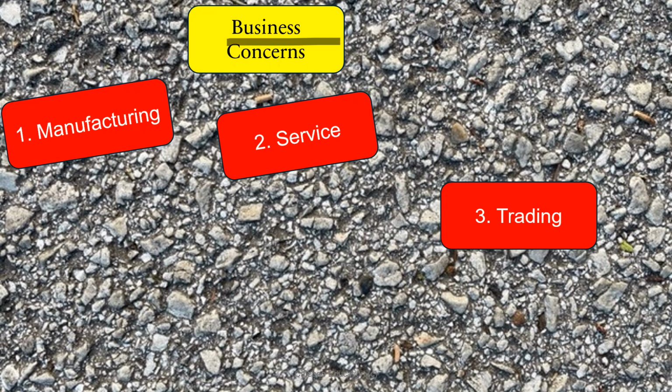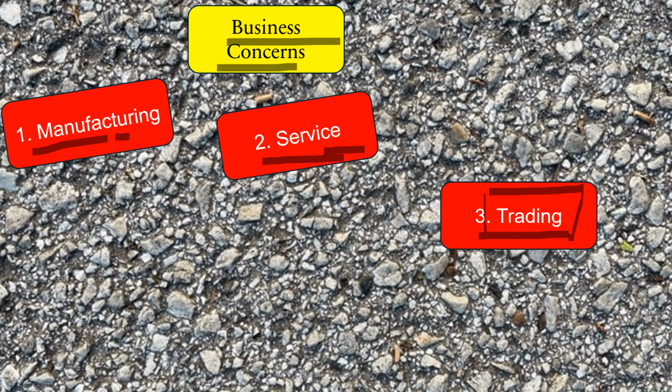Just some types of business. You get a manufacturing concern, you get service concerns and trading concerns. Manufacturing concern, you produce products. Service, for example, a lawnmower service, they don't sell you a product, they don't produce a product, but they cut your lawn. A hairdresser, a lawyer, an accountant, those are service concerns. A trading concern, you buy and sell stock.